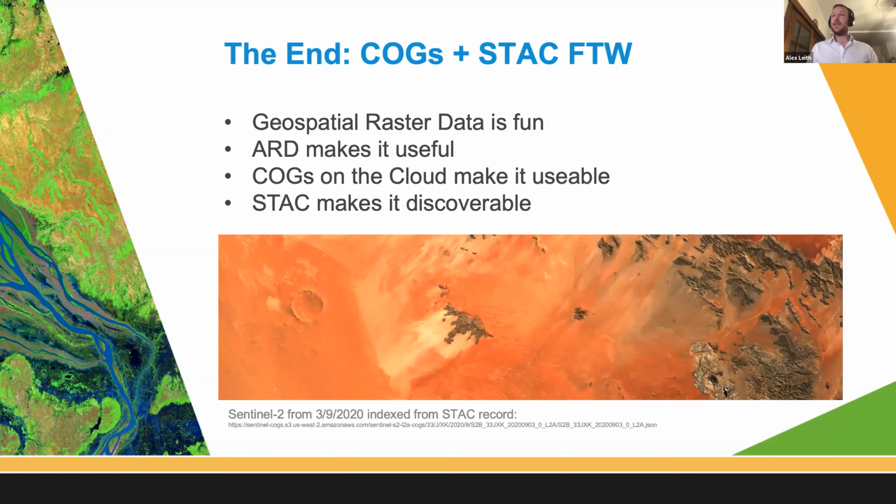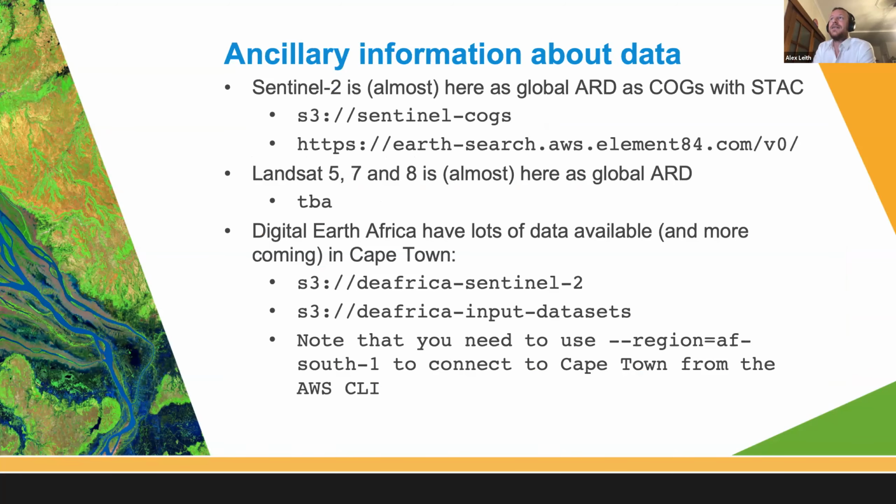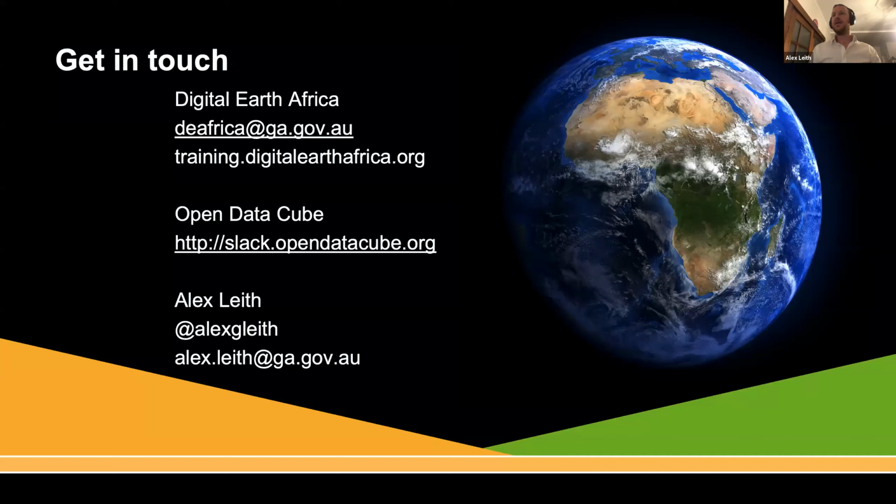So that's the end of my presentation. I've got a minute left, so let's dive through. Geospatial raster data is fun. Live demos, not so fun. Analysis ready data makes this useful. You can do analyses on top of that data. Cloud optimized GeoTIFFs on the cloud make it easy to use. STAC, being the spatiotemporal asset catalog, that's why you're all here, isn't it? Makes it discoverable. And there's a slide in here with a bit of ancillary information that you might want to follow up on to dive into the data.